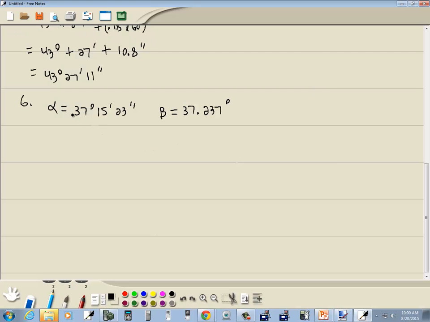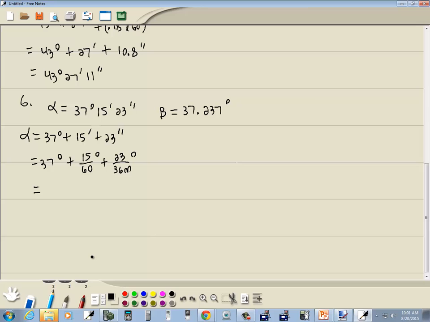Well, easiest way is probably to use a calculator on this, but we could do it by hand. I'm going to do it by hand just so we see another example of that. We want to convert this to decimal form, so we're going to take our 37 degrees, and I'll put a plus in between these, because that's what's implied. It means we got 37 degrees plus 15 minutes plus 23 seconds. We want to convert these to degrees, so I'm going to take my minutes, which is 15, and divide by 60, and that'll convert that to degrees. And here I'll take my seconds, which is 23, and divide by 3600, and that'll convert that to degrees.